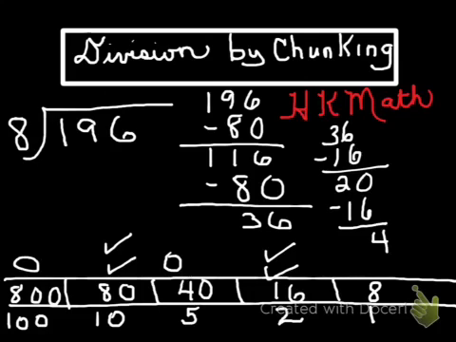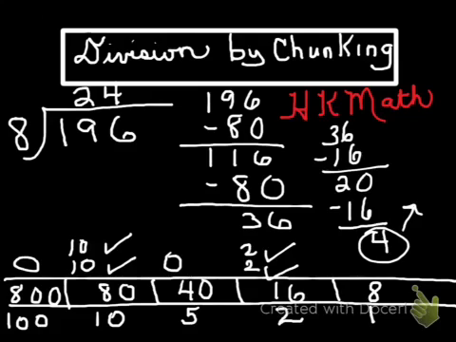So how many 8s was I able to subtract? Each check here stands for 10. So that's 10 and another 10. And each chunk here stands for 2. So that's 2 and another 2. And 10 and 10 is 20. Plus 2 is 22. Plus 2 is 24. So the answer to this division problem: there are 24 groups of 8 that can come out of 196, and there is a remainder of 4.